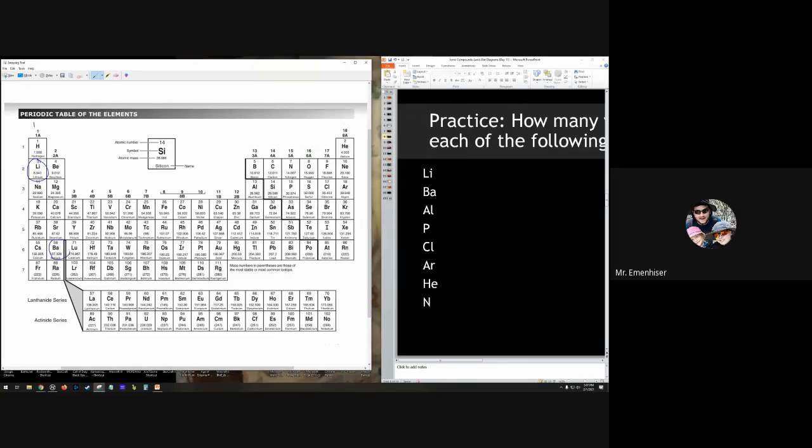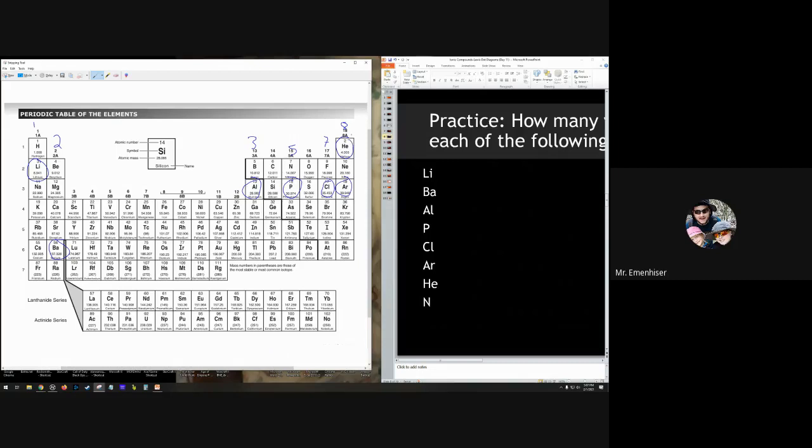Barium is down here. So that's 2. And then aluminum is right here. So that's 3. Phosphorus is right here. So that's 5. Chlorine is right here. So that would be 7. Argon is right here. So that would be 8.